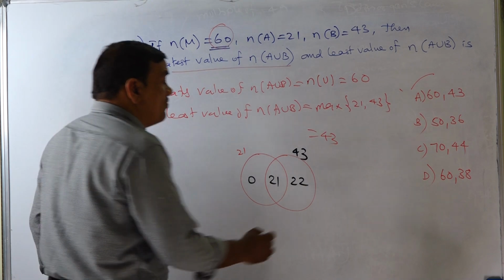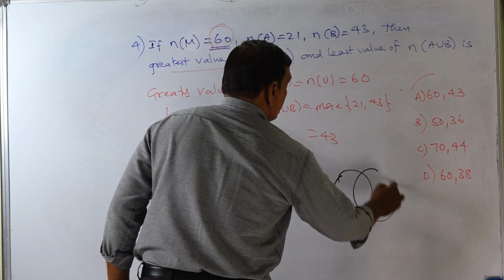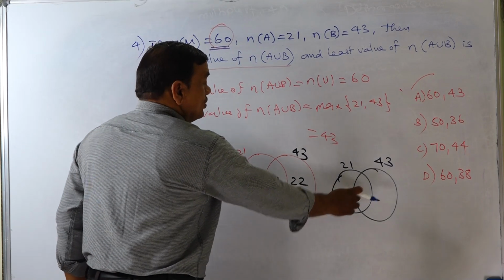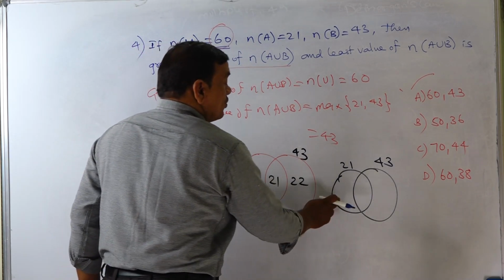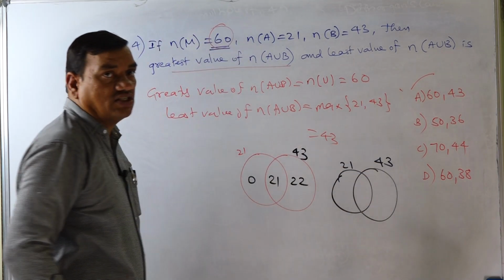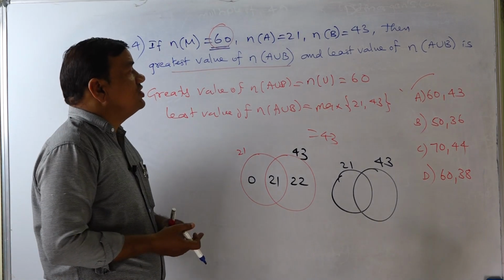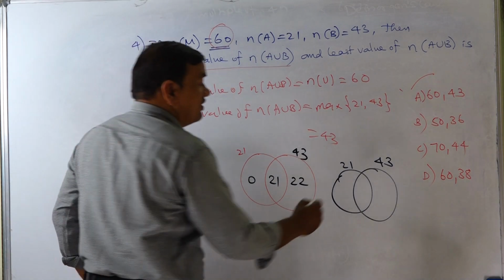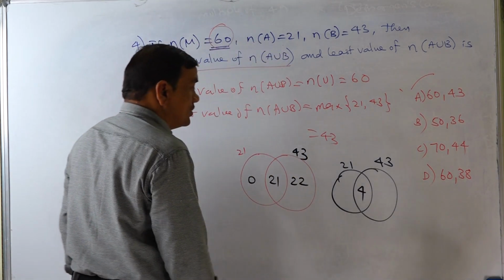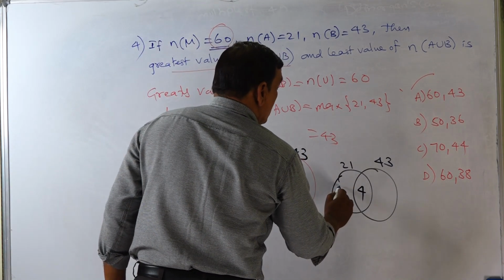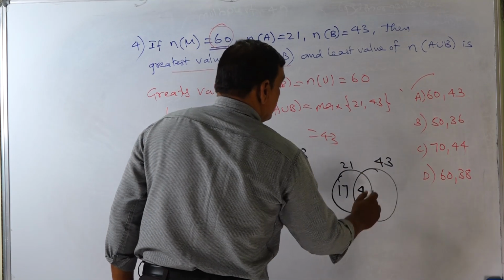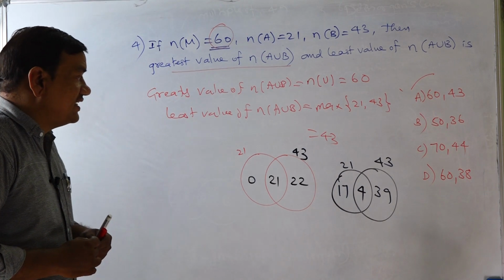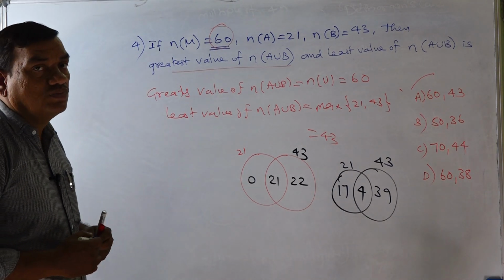What is the maximum value? So this is 21 and 43. But don't keep 0 here. Why? Because if you keep 0 here, 21 plus 43 will cross 60. So extra, how much is there? 21 plus 43 means 64 is there. That's why keep 4 here. So remaining how much here? This is 17 and this is 39. So if you add 17 plus 4 plus 39, it is equal to 60.